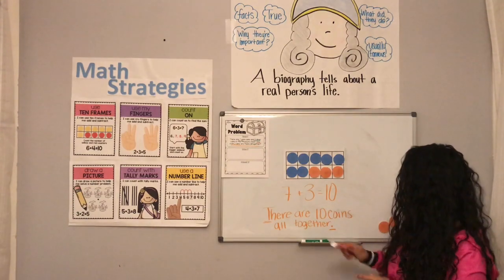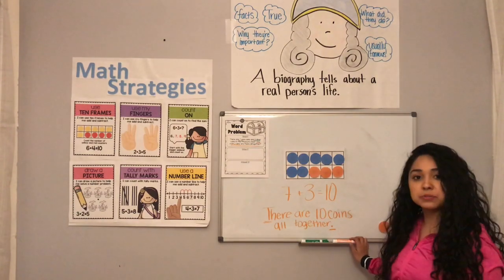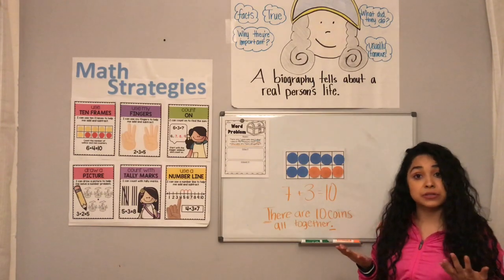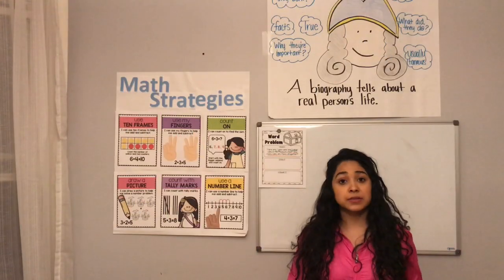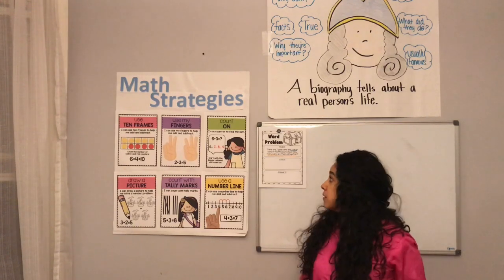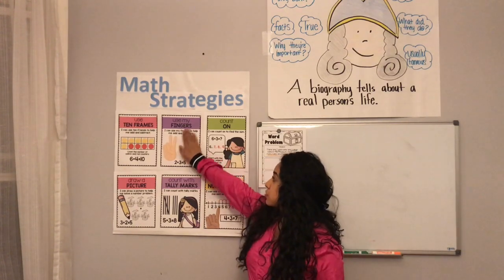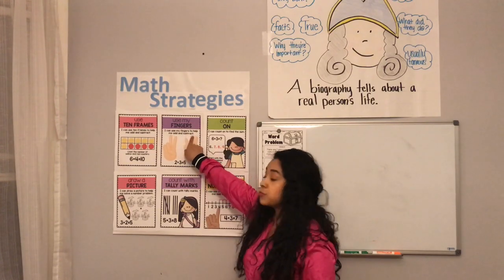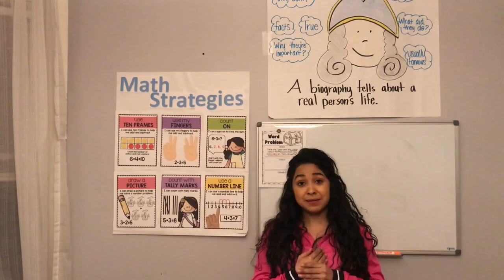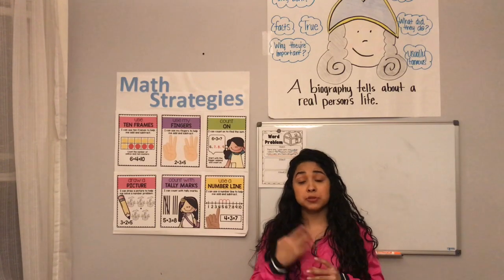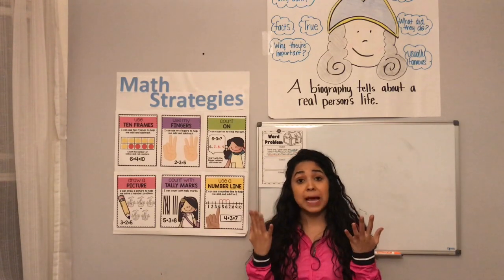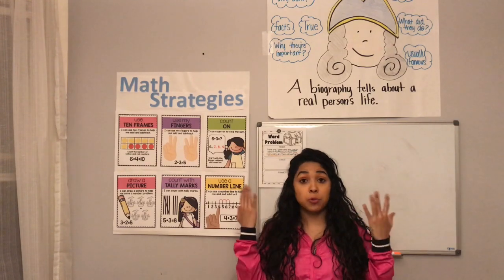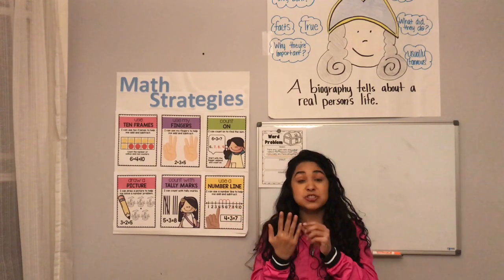So that was how we used the 10 frame strategy, and the next strategy that we're going to use is the using our fingers strategy. It says I can use my fingers to help me add and subtract. When I'm adding, I'm using both numbers to add on my fingers. But when I am subtracting, I make the large number first, and then I start taking away.